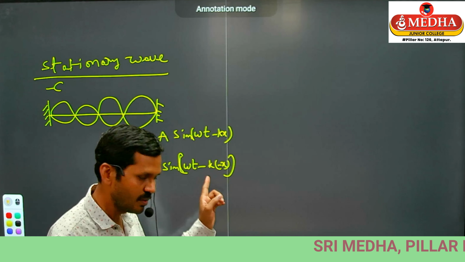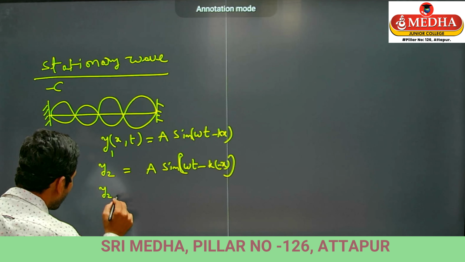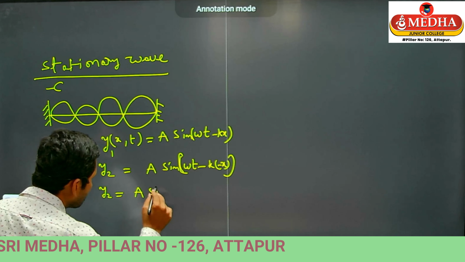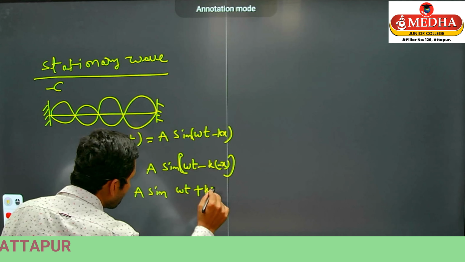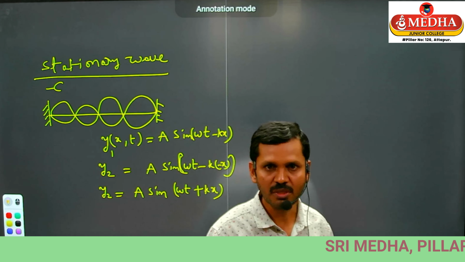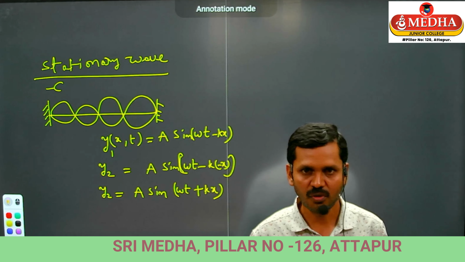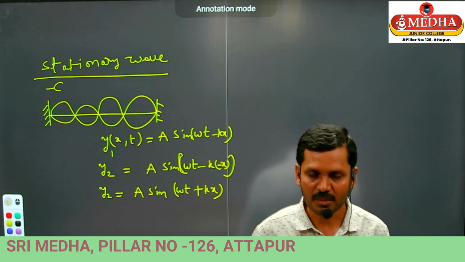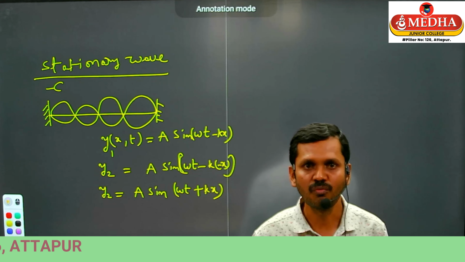So here, minus of minus we can write positive. Therefore, displacement y2 is equal to a sin(omega t plus kx). But according to the principle of superposition, the two waves are superimposed on each other. So the resultant wave displacement y is equal to the sum of the displacements of the two waves.